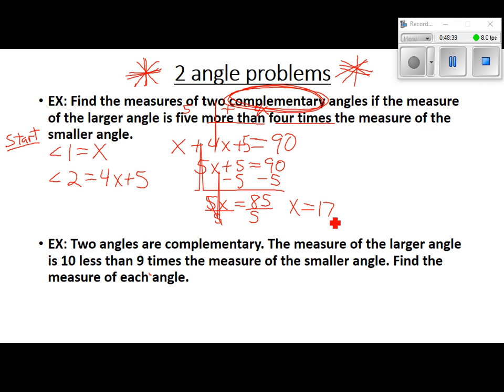17 degrees. So one of them is how much? 17 degrees, that's one of our answers. How are we going to find the other one? We could plug in here, or Michael's saying instead we could just do 90 minus 17. What does that give you? 73. If we plugged in there, grab your calculator, what's 4 times 17 plus 5? 73 degrees. You get the same answer either way, right?